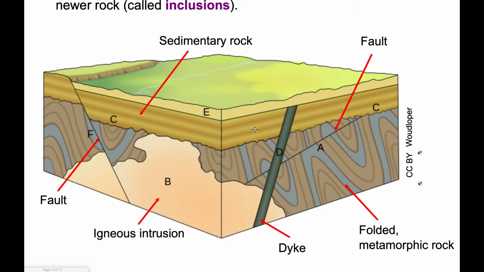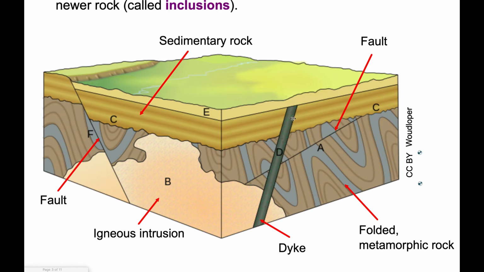Next up, if we look at our layer at the top, E, the only thing that cuts through the sedimentary rock E is fault line F, meaning fault line F is the youngest feature. E is our second youngest feature.